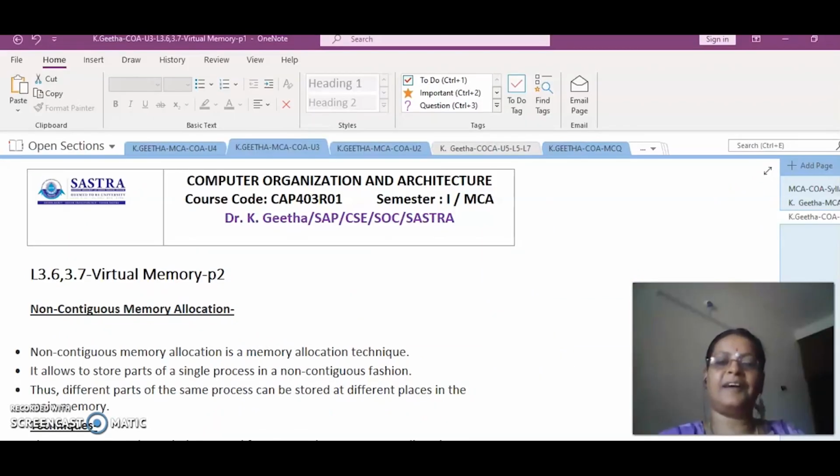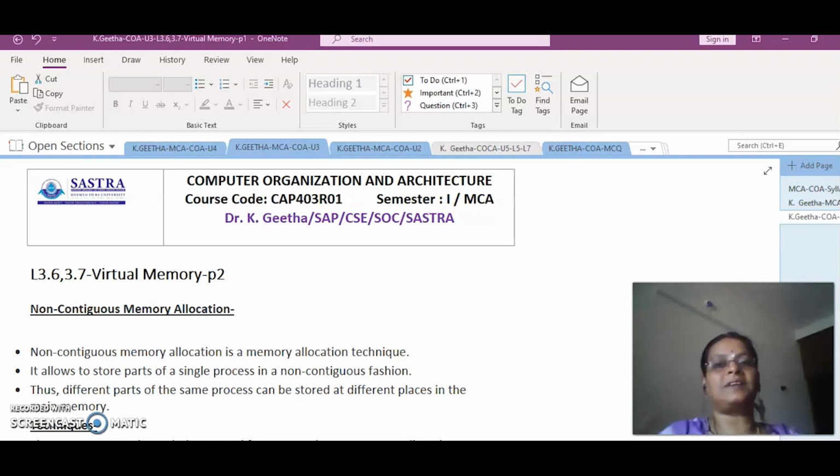Hello everyone, I welcome you all to this session to discuss the concept of virtual memory. In the previous session also we discussed virtual memory, where we saw the different levels of the memory hierarchy, how the memory address varies from one level to another, and how the data transfer happens from one level to another. Now as a continuation of that, we will move on to contiguous memory allocation and non-contiguous memory allocation.